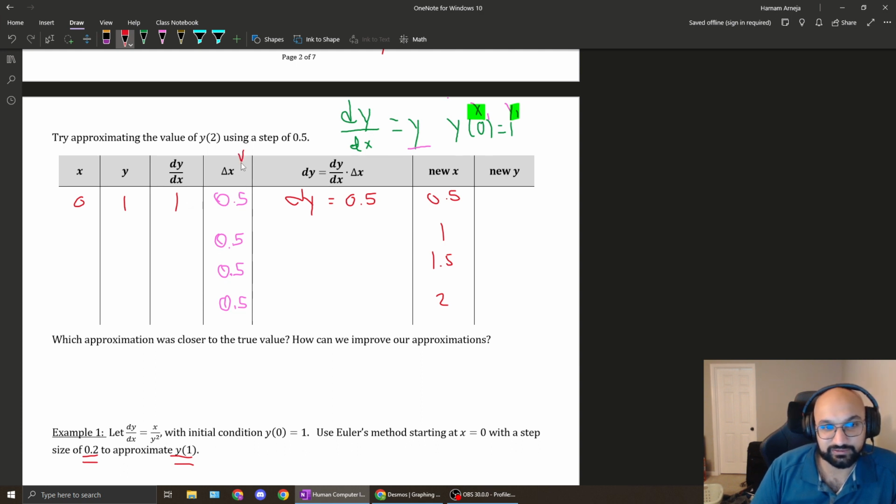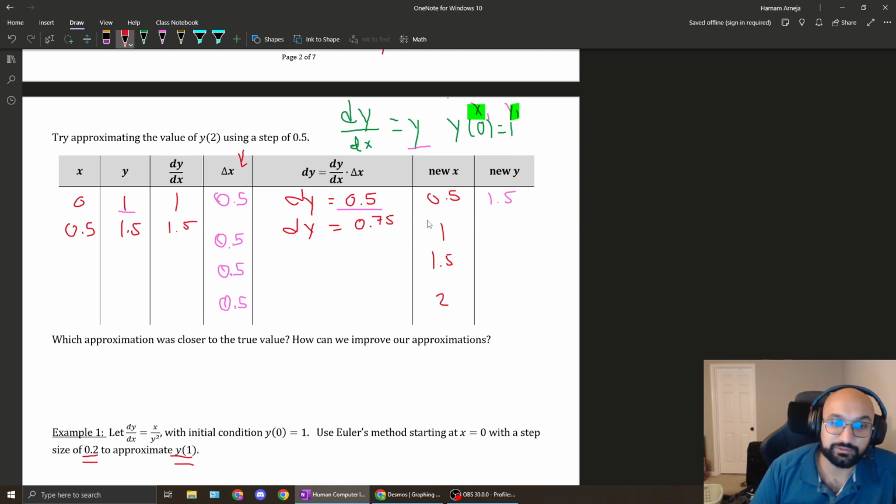Remember that delta x is the step size between them, so if you're starting at 0, it goes to 0.5, and so on. As a result of that, our new y is the old y, which is 1, plus the dy, which is 0.5, so we get 1.5. We can then use these values to do the next iteration. So we have 0.5 and 1.5. We recalculate dy/dx, which is 1.5. Therefore, dy would be equal to 1.5 times 0.5. 3 halves times 1 half is 3 quarters, so that's 0.75.